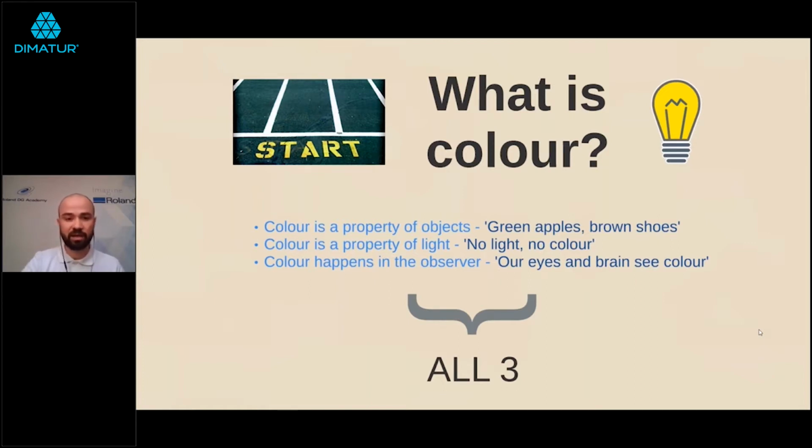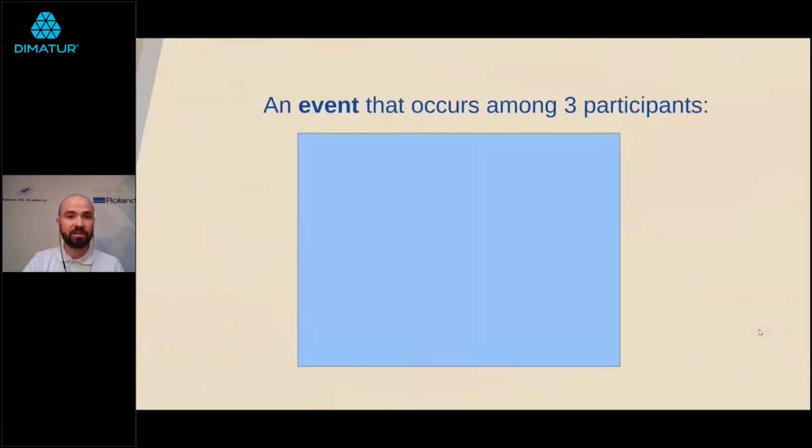And color is an event that happens in the observer. So our eyes and our brains see color. When we have all three of these, that's when we have what we would call color. So an event that occurs among three participants. So if we have a light source, and then we have an object, and then the light reflects off of that object and the human eye reads that light source, that's what we as humans understand as being color.